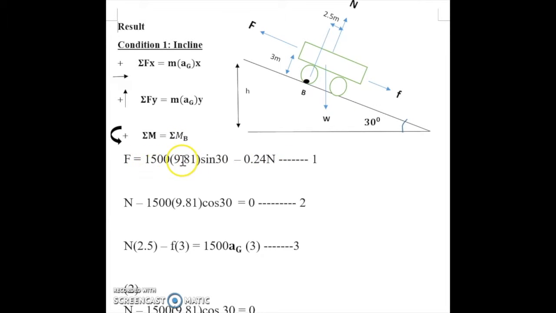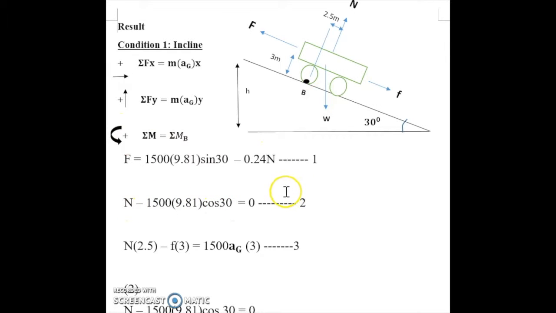We use the weight times the gravitational force, shift it to the x-axis, and then subtract the bigger F. The coefficient is 0.24, times the normal force, and we can get the equation.